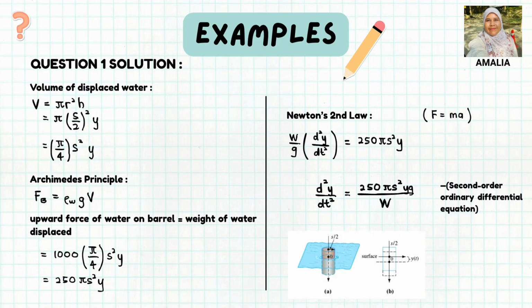And then we can find Newton's second law, which is F equals ma. So here W over g is actually the mass, because W equals mg, so m equals W over g. And then d²y over dt² is the acceleration, and then just put in what we found before, which is 250 π s² y. So we rearrange this formula, and then we got d²y over dt² equals 250 π s² y g over W. So this is actually a second order ordinary differential equation. So that's all for this question.